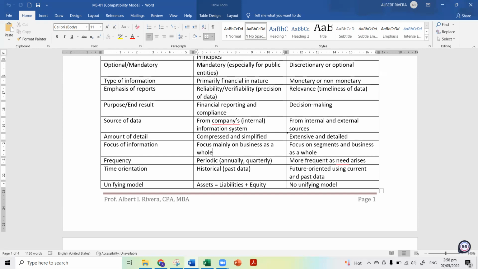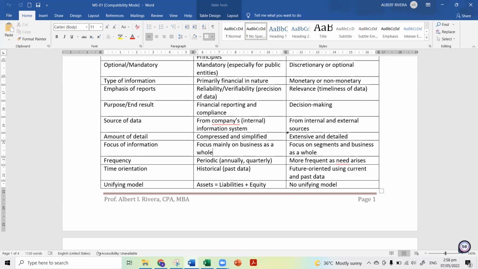So, hindi porke isang kumpanya ganun na ang focus. Pwede kasing may problema lang sa isang department. So make a report on that department. Ganun. Kaya nga pumapasok din si management by exception. And that is to highlight any important issues or significant issues in the company.